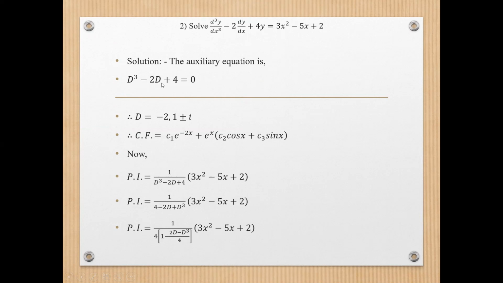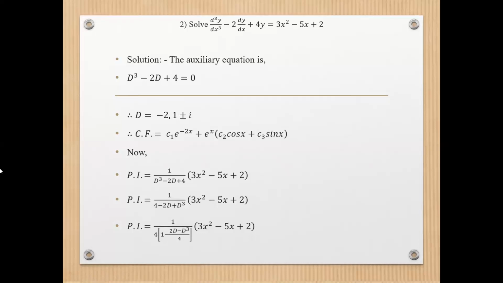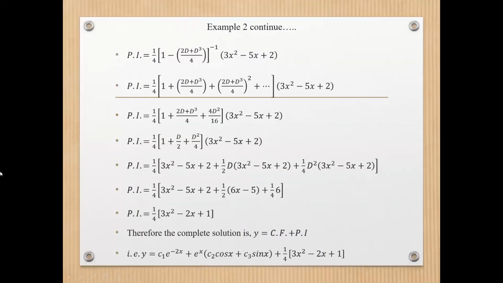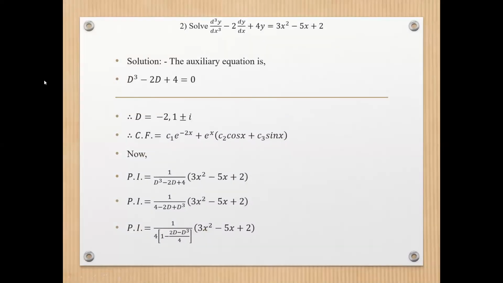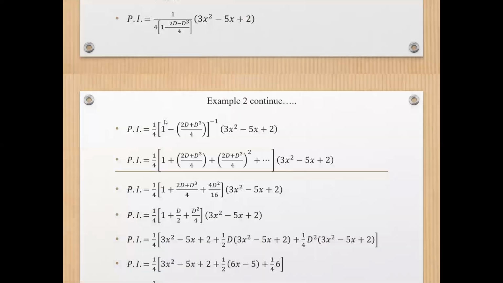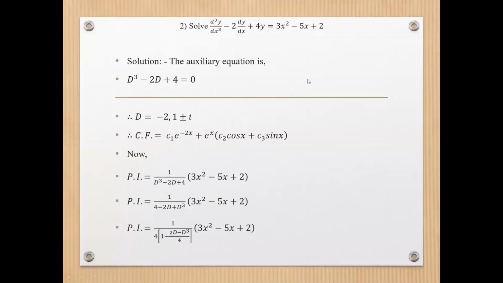This polynomial has exactly 3 roots. Find the roots of that polynomial manually or by using a calculator. The roots are minus 2 and 1 plus minus i. Minus 2 is a real root, and 1 plus minus i are imaginary roots.